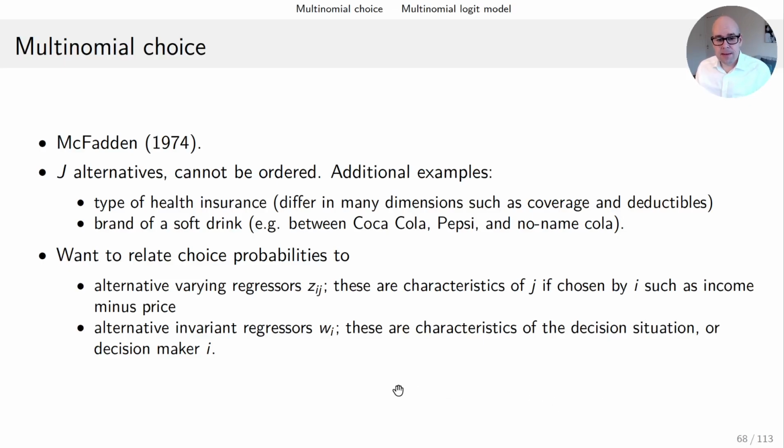And the second type of measurable variable would be alternative invariant regressors, W_i. So these are characteristics of the decision situation or the decision maker. So here think of the distinction between old and young people. So clearly, it doesn't change whether you're old or young when you choose a particular alternative, but older people might have different preferences across alternatives than younger people, and we want to learn about that from data.